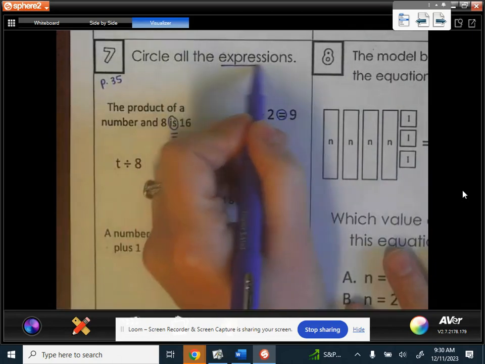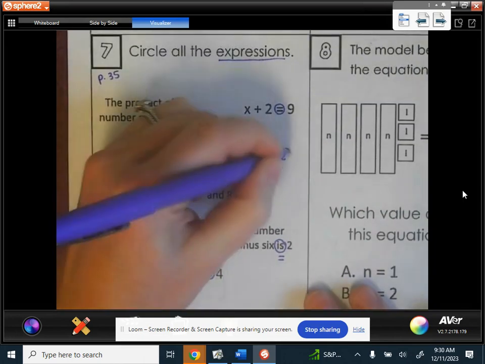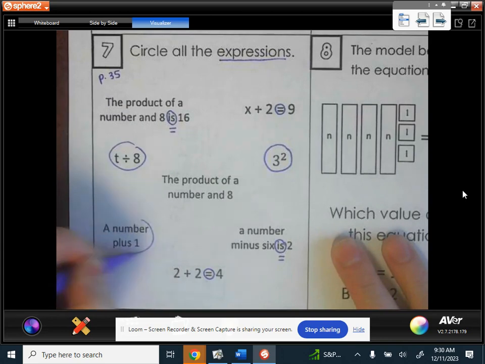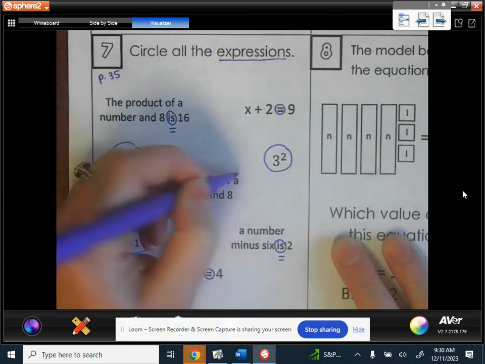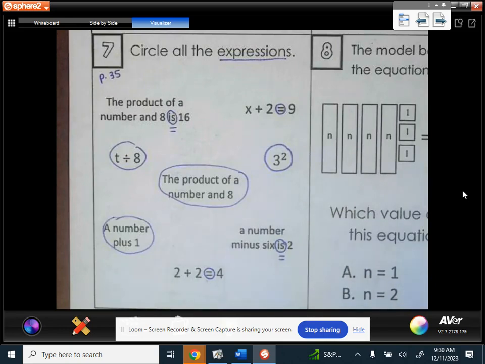We were looking for expressions. Expressions are the ones without the equal sign. So this one is an expression. It doesn't tell us the answer. This one is, and this one is. None of those had an equal sign or told us "is" the answer, which would mean equals the answer.